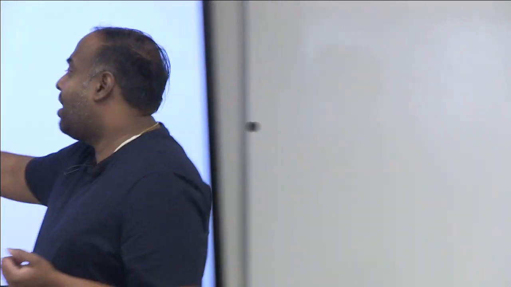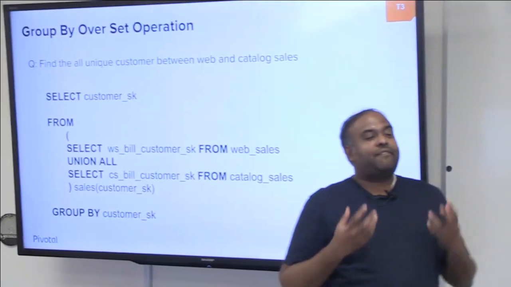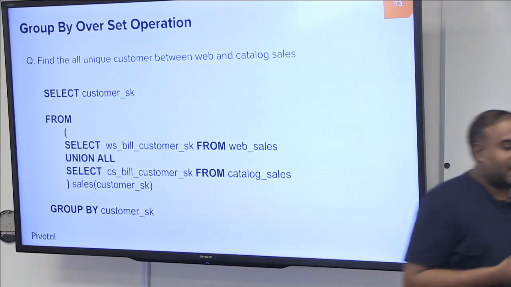So let's look at a simple example from TPCDS, which talks about web sales, where you have different forms in which sellers can sell their product. Let's try to find out the unique number of customers that I have across all of these opportunities for selling. So here I want catalog sales as well as web sales. I want to union them and then figure out the unique set of customers that I have. That is the query that you have.